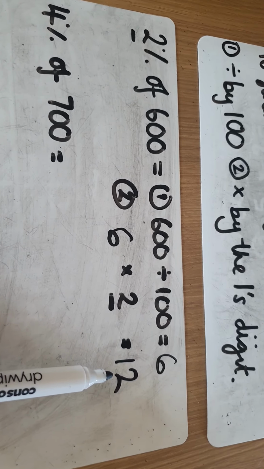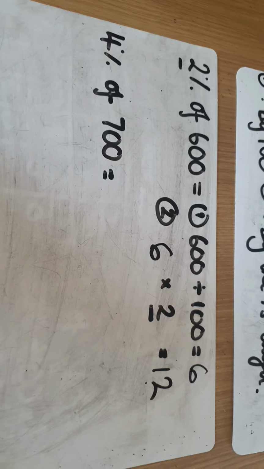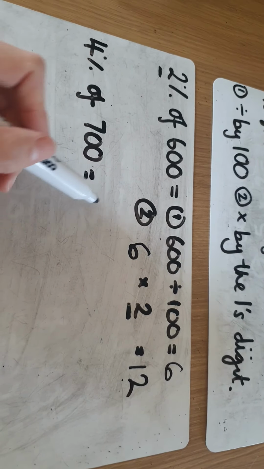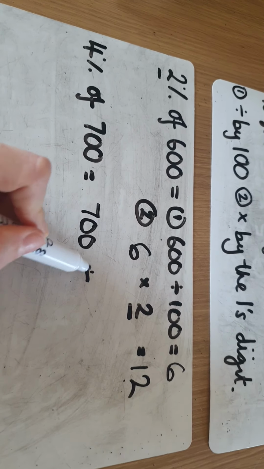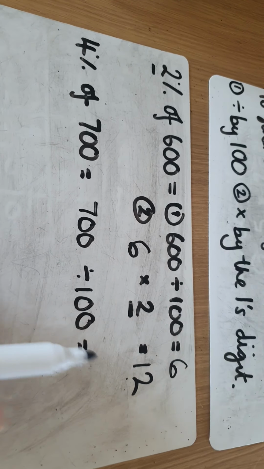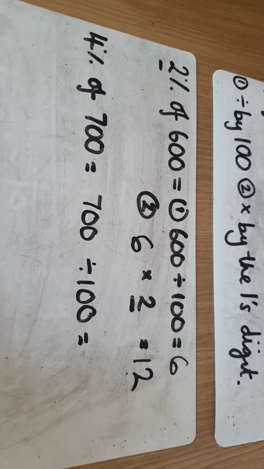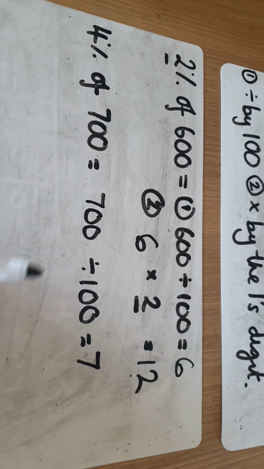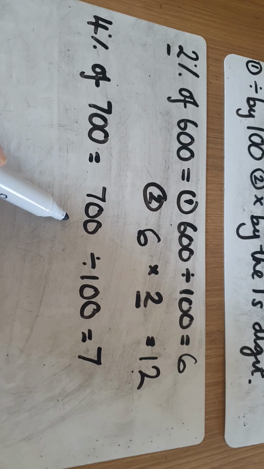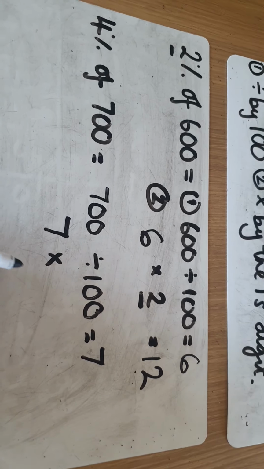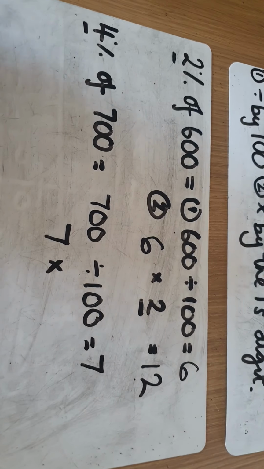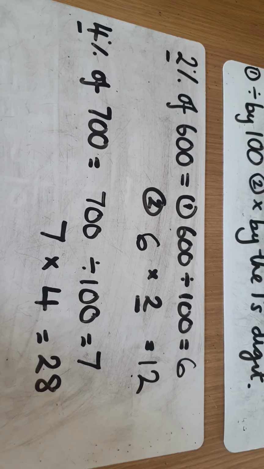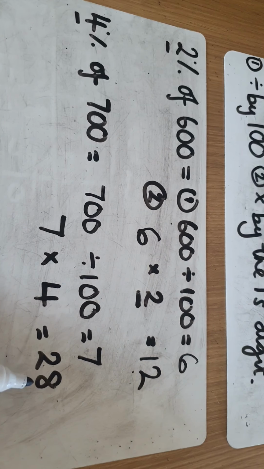Now they can use their times table square, or some of them might be able to do this in their heads. So let's try again. We have 4% of 700. So the first step, we need to do 700 divided by 100. So again, the children can count if they need to, or they can work it out. So there are 7 100ths in 700. And then the second part is we need to take our answer, 7, and times it by the digit in our ones column. It's 4%, so we need to times it by 4. 7 times 4 is 28. So 4% of 700 is 28.